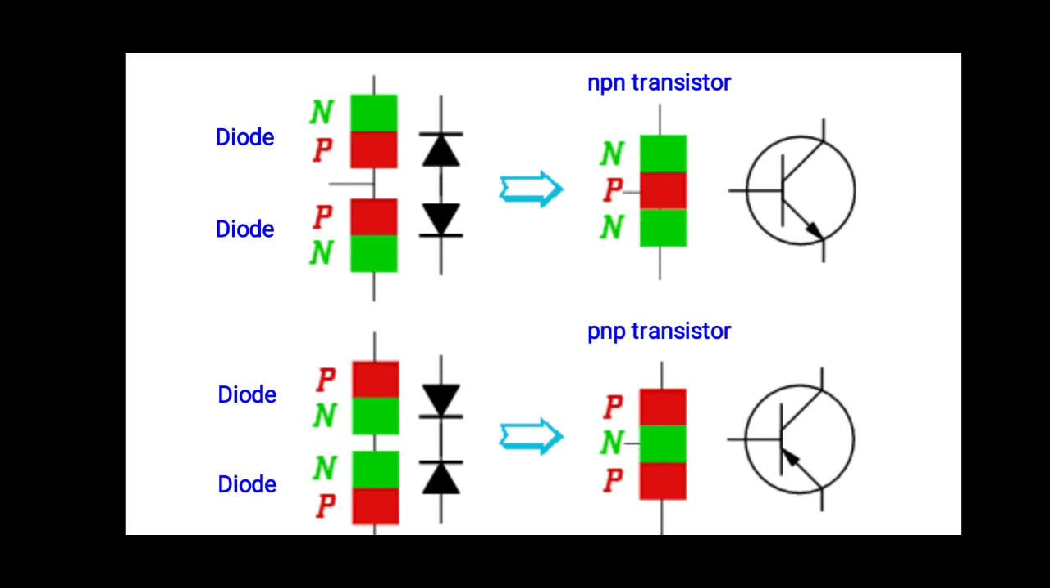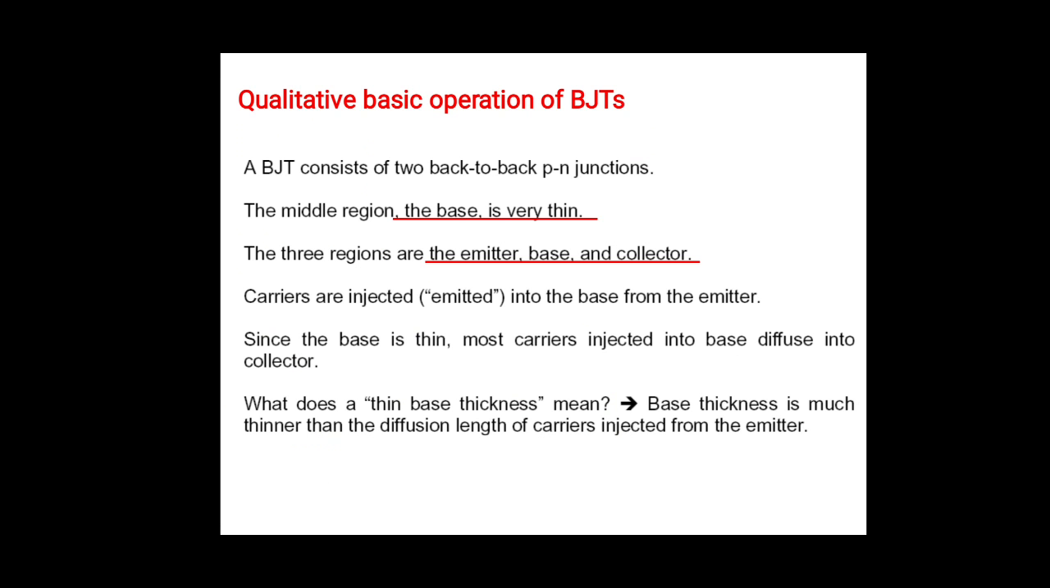And see in the second figure, that is the second symbol. In this figure, the arrow mark is in the inward direction. So this symbol indicates the PNP transistor.